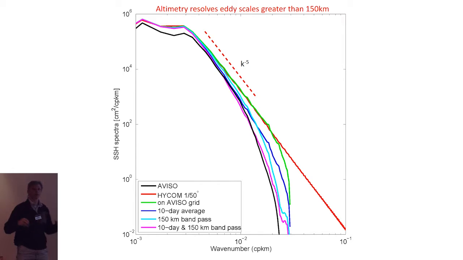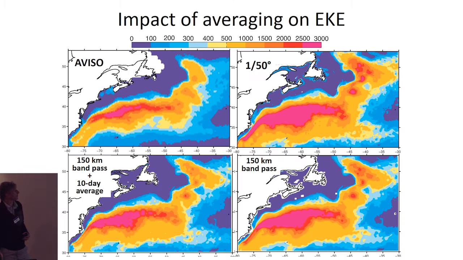Now if you also apply a 150 kilometer bandpass, which is what the optimal interpolation does when computing the Aviso product, shown in dark blue, and combine the two together, in purple, you see that it falls pretty much right on top of the Aviso spectrum. So the main conclusion is that the difference between the EKE that we find in the 1/50th and in the Aviso product is due to the way the sampling is done.